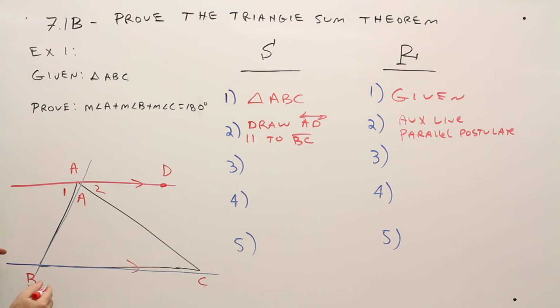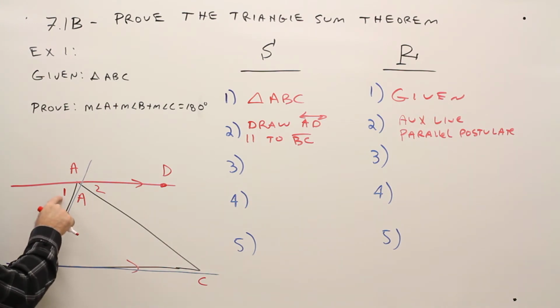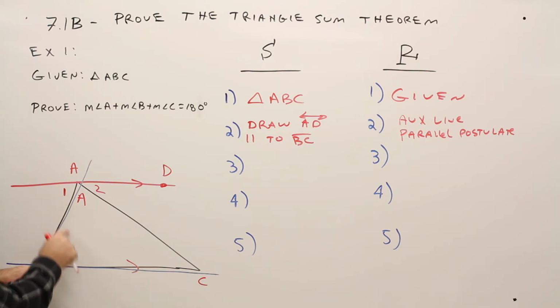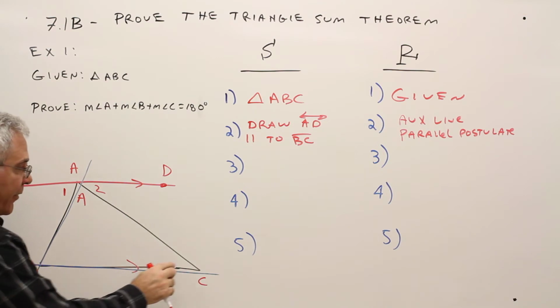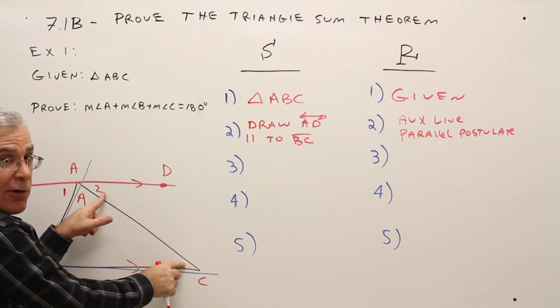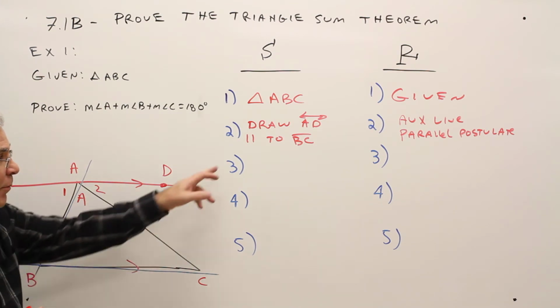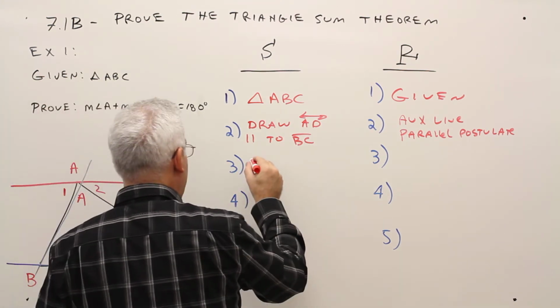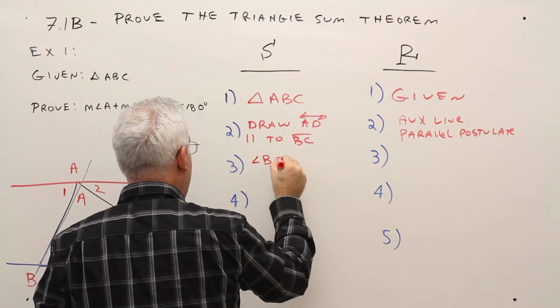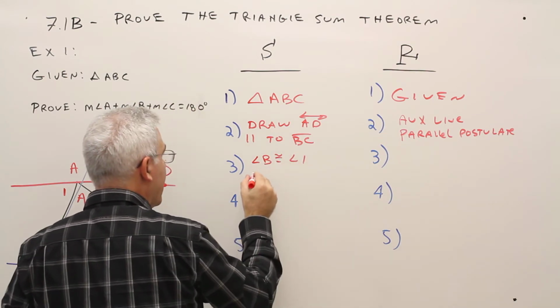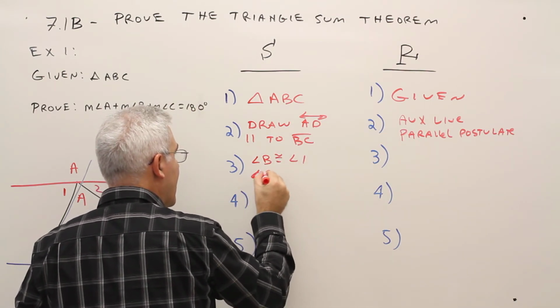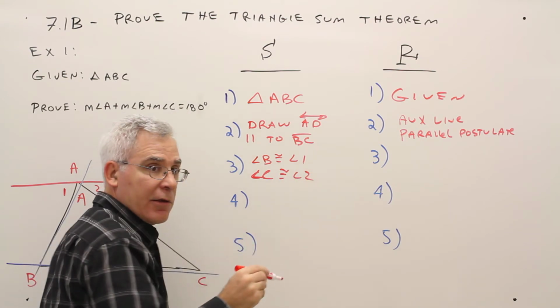Oh, I know that this angle B is going to be congruent to angle 1 because they're alternate interior angles. And I got the parallel lines. Oh, I'll know that this angle C is going to be congruent to angle 2. Again, they're alternate interior angles. So I'll put those both here. So I'll say angle B is congruent to angle 1. Angle C is congruent to angle 2.